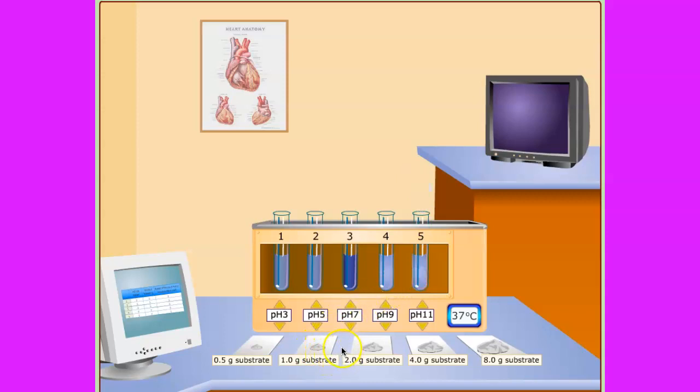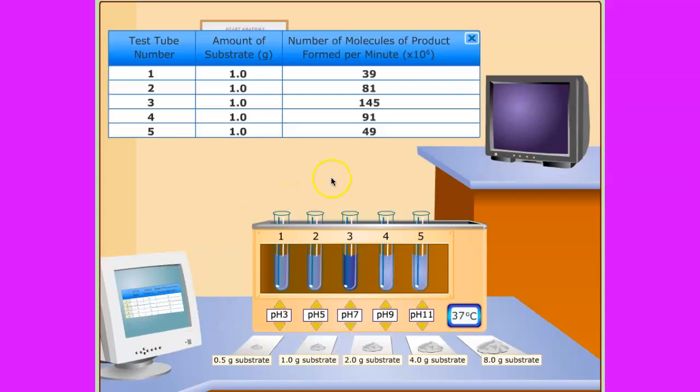All right, now that we've added the substrate, we're going to look at how much product is produced. So here's a table of our data. Your table will probably have only 2 columns. So the left-hand column should say pH, and the right-hand column will be the number of molecules of product formed per minute. So for test tube 1, which was pH 3, 39 molecules of product were formed per minute.